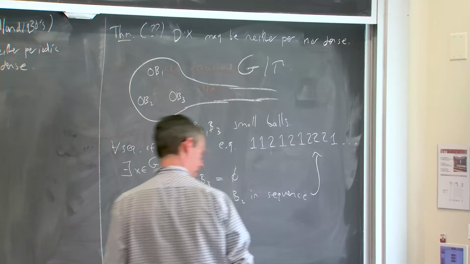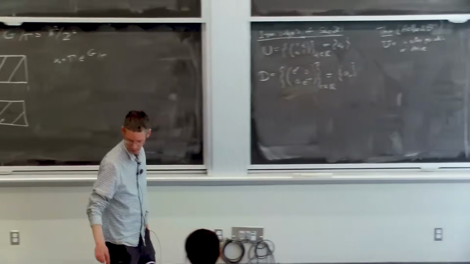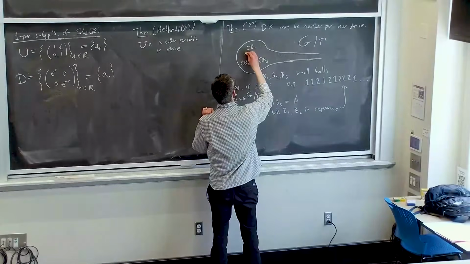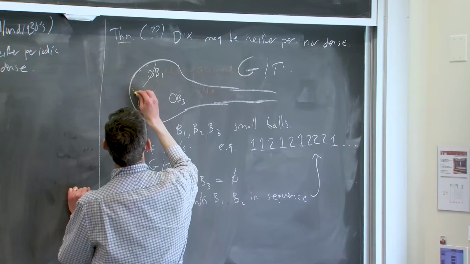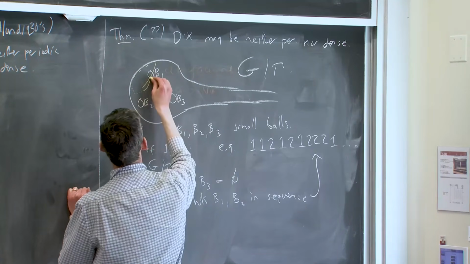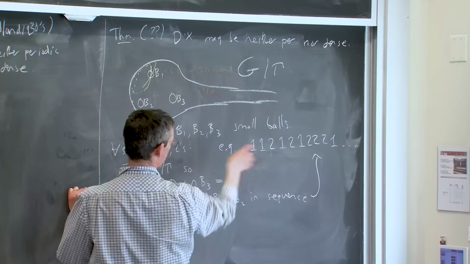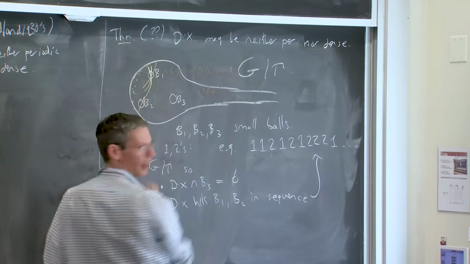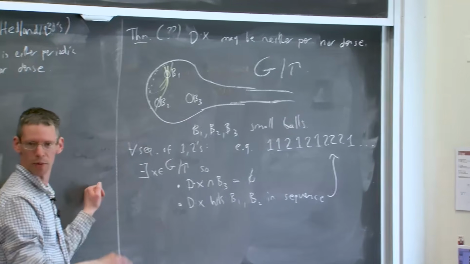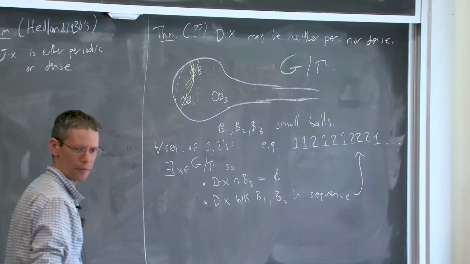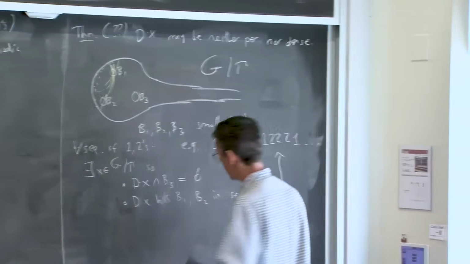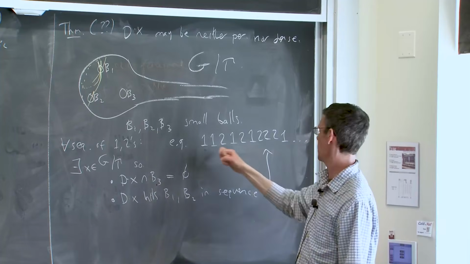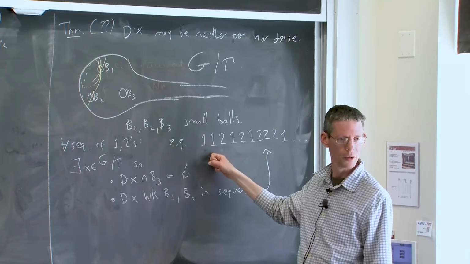So what must this orbit look like? Let's see. First it hits B1, and it goes through there. Then it goes around, and the next thing it hits is also B1. And it goes around, and the next thing it hits is B2. And it keeps going, and the next thing it hits is B1, and so on. And it never touches B3. So this orbit apparently is not dense because it never intersects B3, and it is not periodic if this sequence is not periodic. So it's something else.